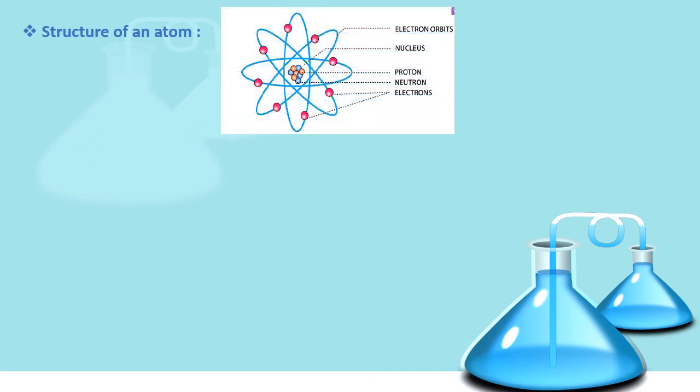Students, in the previous class we had seen in atom there are two parts. One is the nuclear part and another is the extranuclear part. In the nuclear part there is the nucleus. Inside the nucleus there are protons and neutrons. Collectively they are called the nucleons. And in extranuclear part there are electron orbits, and in the orbits electrons revolve around the nucleus. Let us move to the next topic, atomic number and mass number.